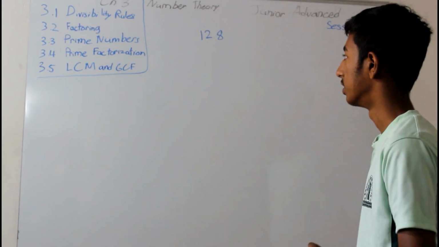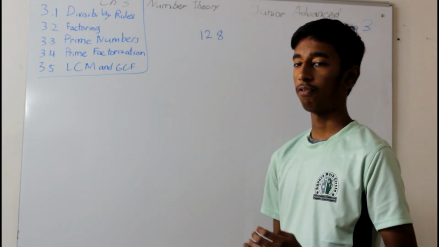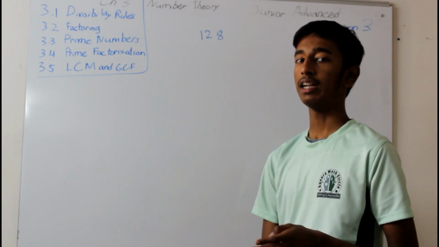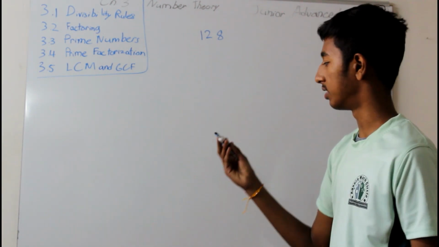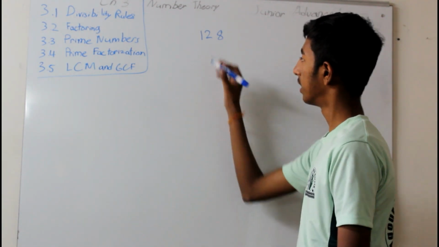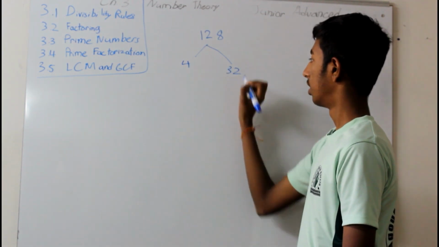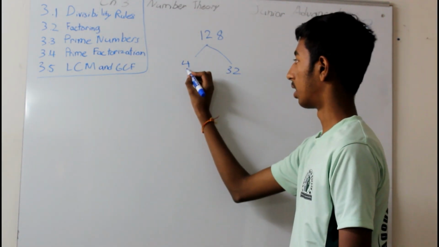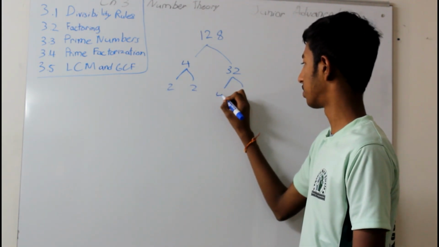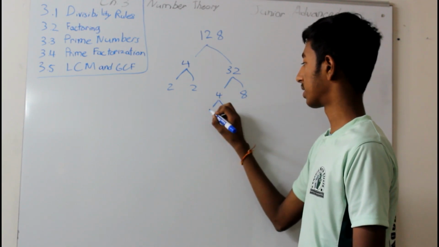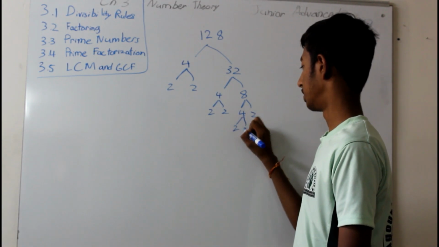3.4, prime factorization. So what prime factorization is you take a number and you find all of its factors and you write the number as the multiplication of prime numbers. What I mean by this is you can take a number and you can break it into 2 more numbers. In this case I'm going to do 4 and 32. Now once you get these 2 numbers, you can break this down even more. 4 becomes 2 and 2 and 32 becomes 4 and 8. 4 once again is 2 and 2. 8 is 4 and 2. And 4 is 2 and 2 again.